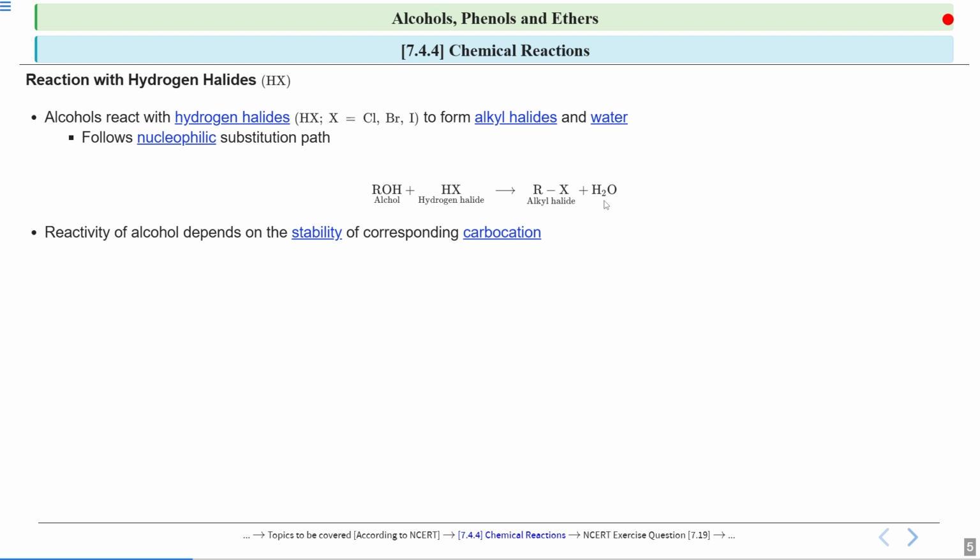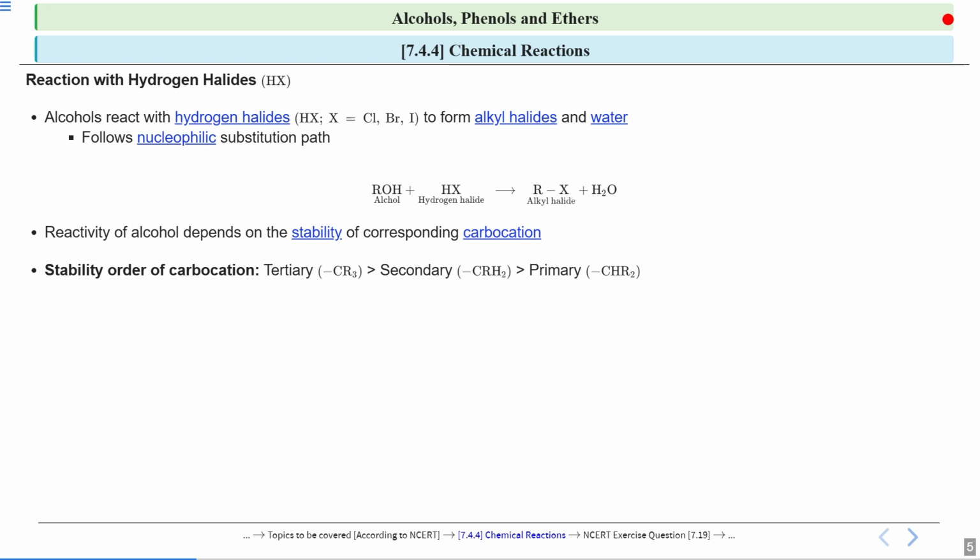As I told you, in the intermediate step a carbocation is formed when the OH2 group leaves. So the reactivity of alcohols depends upon the stability of the corresponding carbocation. If the stability of the carbocation is more, the reactivity of the alcohol will also be more, because it depends on the stability of the carbocation. If I talk about the stability order of carbocations, then we know that the tertiary carbocation is most stable. Then comes the secondary carbocation, and at last comes the primary carbocation.